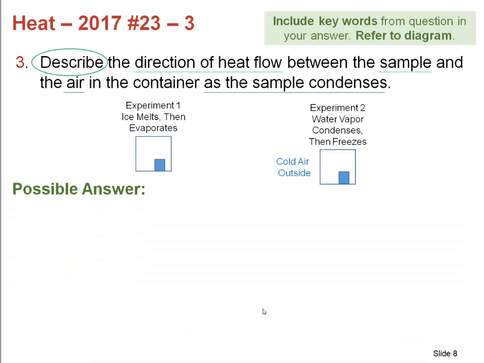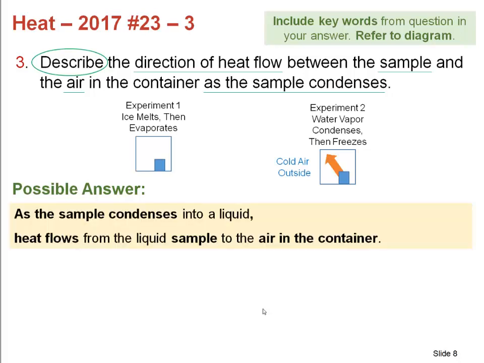Describe the direction of heat flow between the sample and the air in the container as the sample condenses. As the sample condenses into a liquid, which is our experiment 2, heat flows from the sample to the air in the container. Also, the container is conductive, so the heat flows outside as well, but the question is asking us just about the air inside the container.